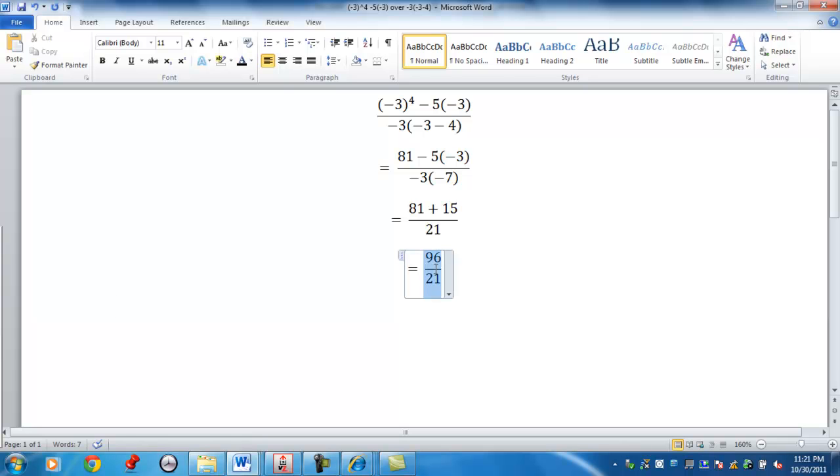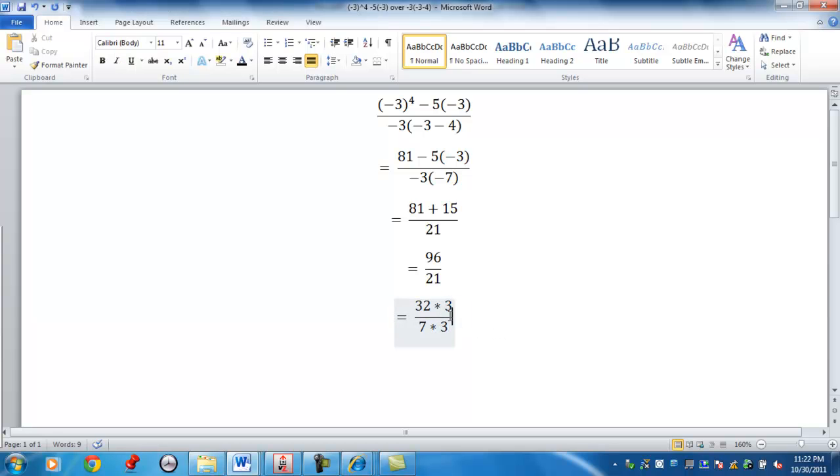So we're going to simplify this by saying, okay, let's see here, how many times does 3 go into 96? That would be 32 times, because 3 times 2 is 6, 3 times 3 is 9. Now if you notice, 21 consists of 7 times 3.